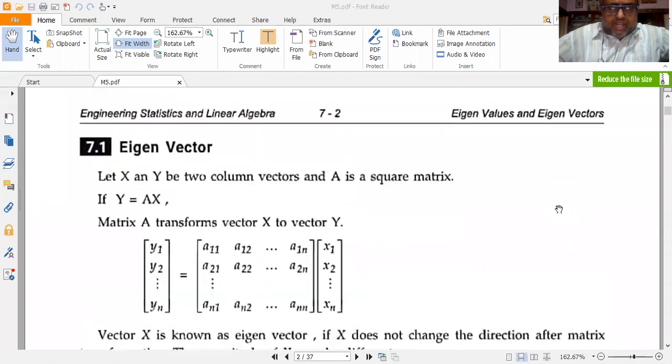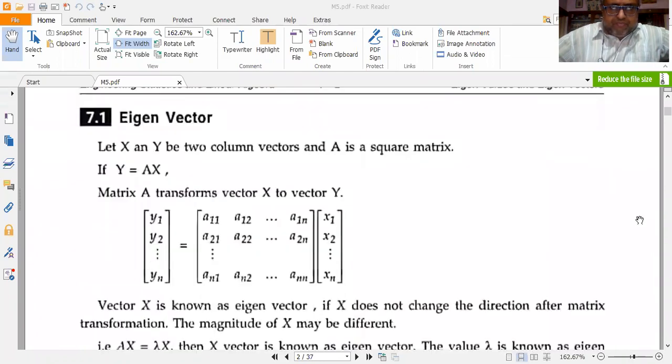Now let us define eigenvalue and eigenvector. Let me define two column vectors or column matrices x and y. Let x and y be two column vectors, and A be an n cross n matrix, or a square matrix. If I define y is equal to A into x, then the matrix A transforms vector x into vector y by this equation: y1, y2, etc.